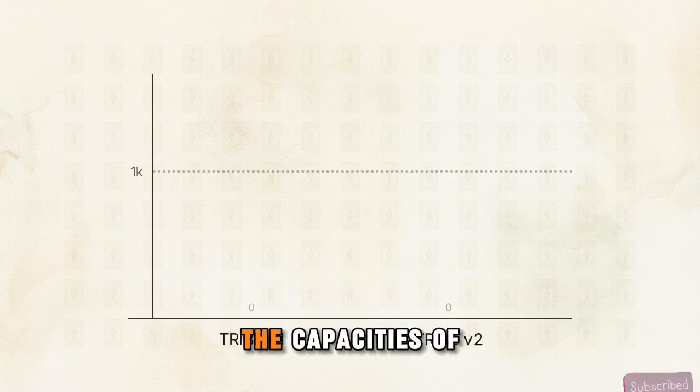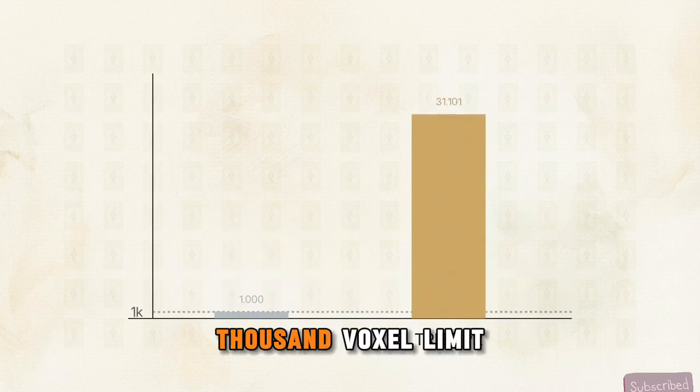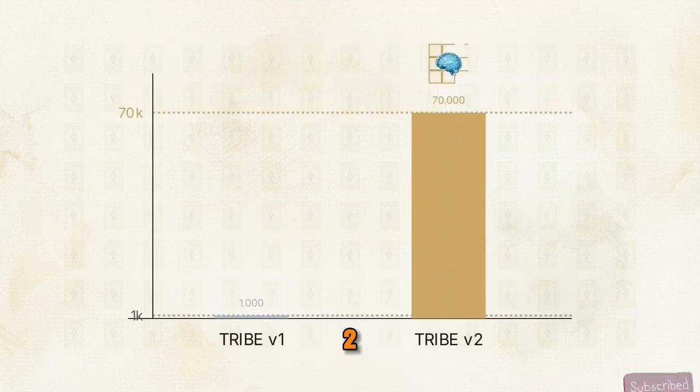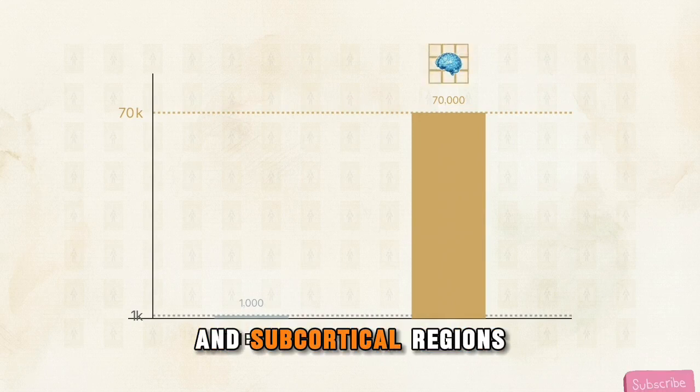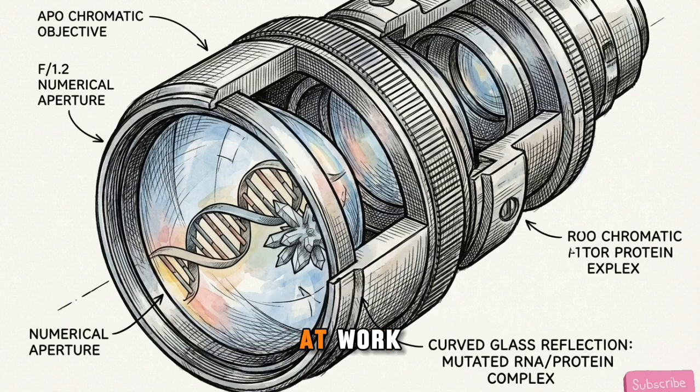This chart compares the capacities of the 2 models. The mapping resolution expands from a 1,000 voxel limit in version 1 to the 70,000 mark in version 2, covering both cortical and subcortical regions across 700 subjects. We see the exact same principle at work at the microscopic scale in molecular biology.